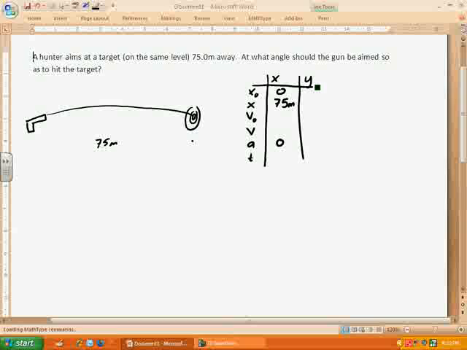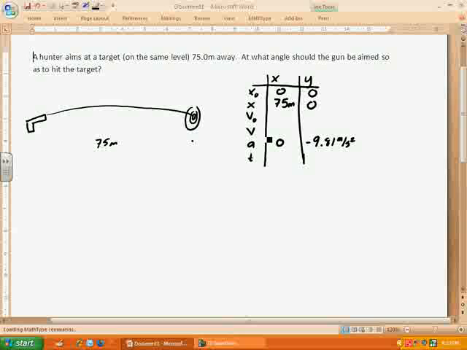Okay, now in the y direction, it starts and ends at the same height. So if we say that this is 0, then my initial y position is 0, final y position is 0. I don't know the velocities, but I do know the acceleration is negative 9.81 meters per second squared. Okay, so I don't know the time, I don't know the velocities.